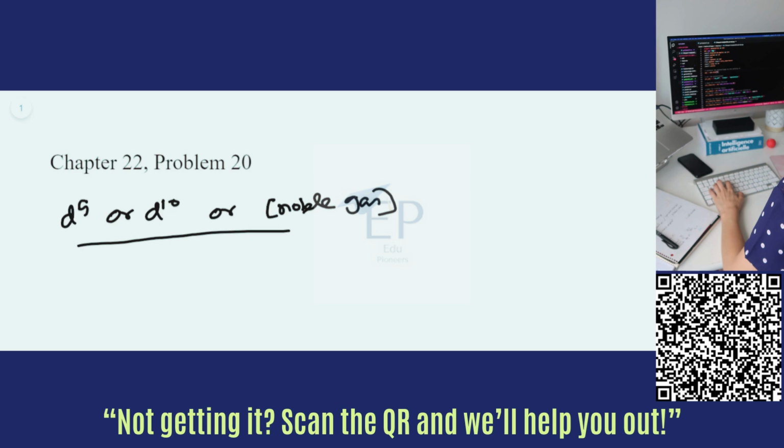That is the highest possible oxidation state for the first row or any row of the transition metals. So +3 is the highest possible oxidation state of iron and scandium.